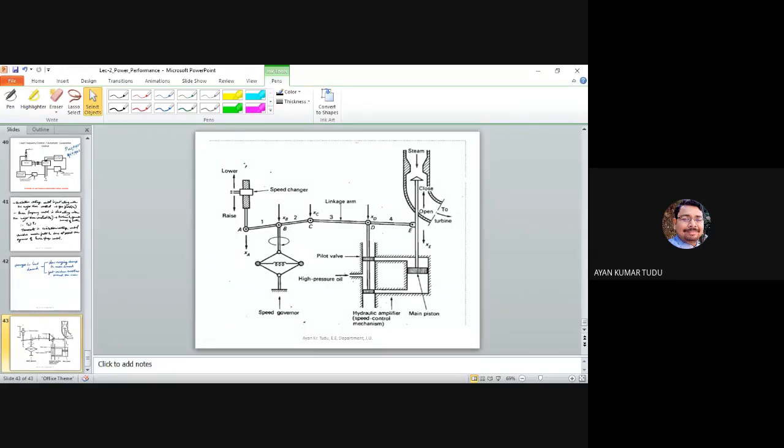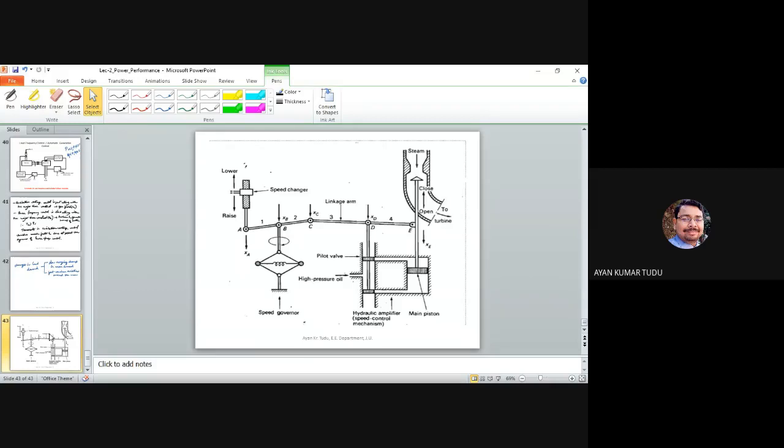This is the speed governor, also known as a fly ball speed governor. Whenever the synchronous generator is rotating at synchronous speed, the speed governor will also rotate at synchronous speed, meaning the fly balls. Whenever the speed is increasing, meaning there is more frequency, the fly balls will expand, and that point B in the linkage arm will be brought downwards.